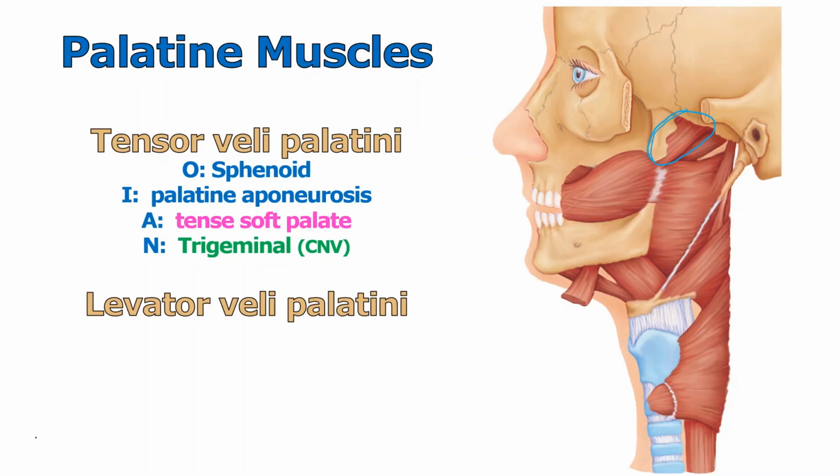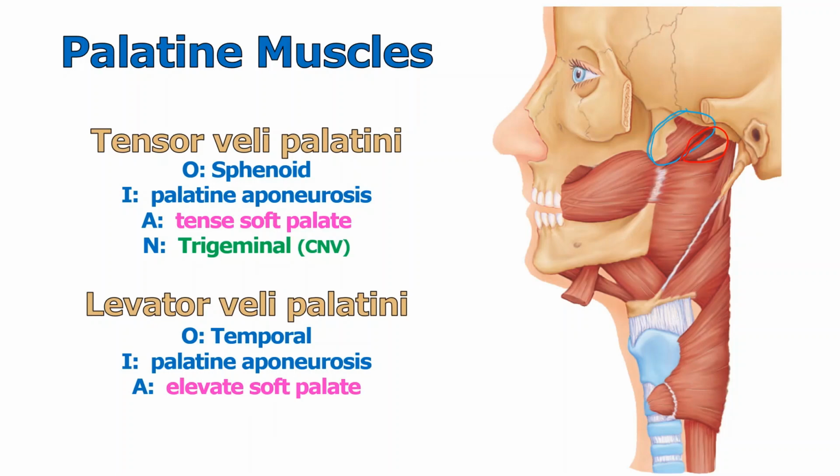Levator veli palatini is the smaller one underneath it, if I can circle it here in red, and its job is, as it says in its name, to raise the soft palate. And this is innervated by vagus nerve, cranial nerve 10.